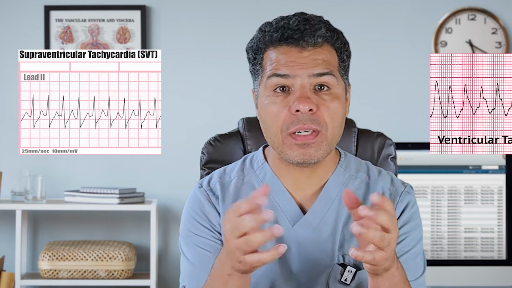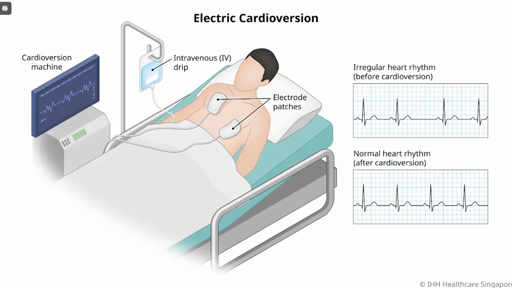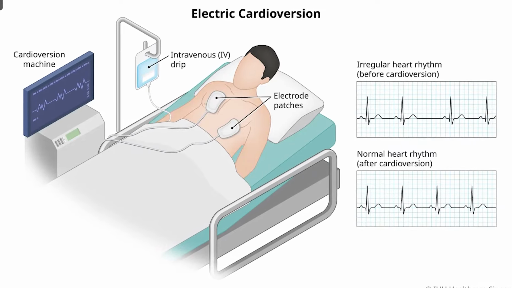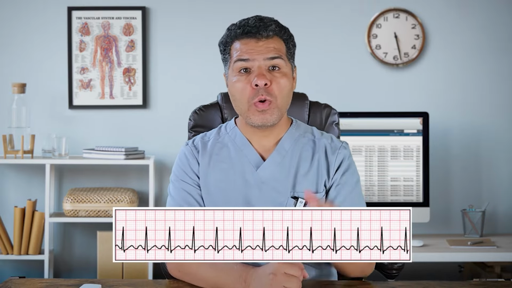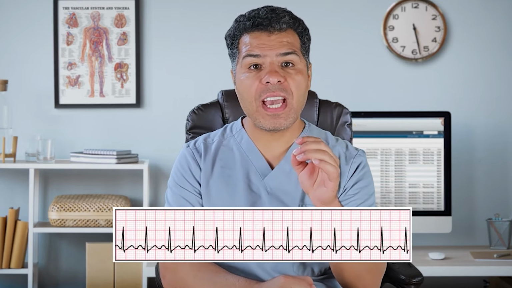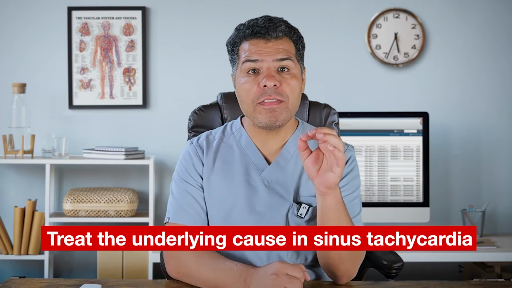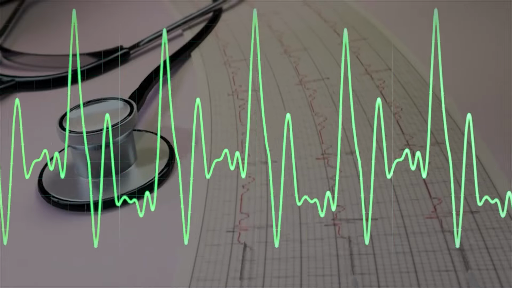Unstable vital signs and symptoms due to tachyarrhythmias, whether wide complex tachycardia or narrow complex tachycardia, necessitate immediate synchronized cardioversion. The exception to this is sinus tachycardia, where we need to treat the underlying cause instead. If the rhythm is too fast to tell if it's sinus tachycardia or not, just proceed with synchronized cardioversion.